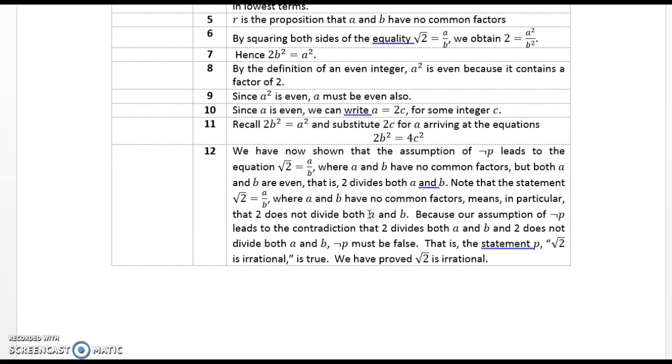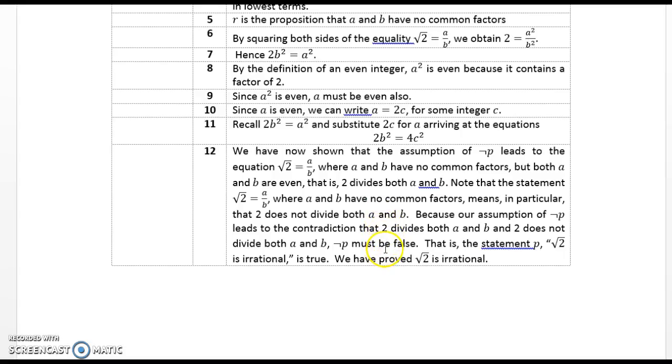We have now shown that the assumption of not p leads to the equation the square root of 2 is equal to a over b, where a and b have no common factors, but both a and b are even. That is, 2 divides both a and b. Note that the statement the square root of 2 is equal to a over b, where a and b have no common factors, means in particular that 2 does not divide both a and b.